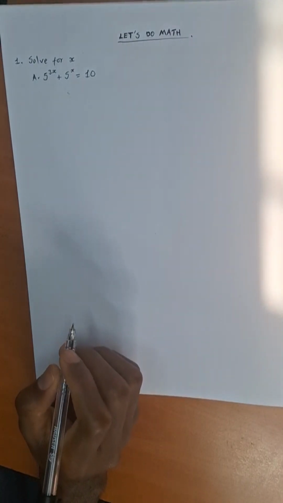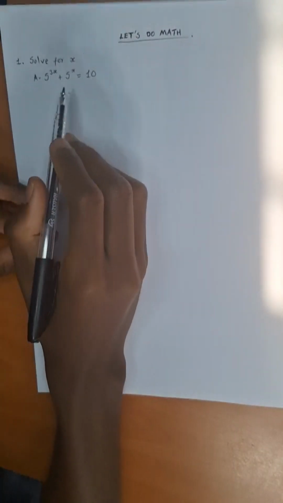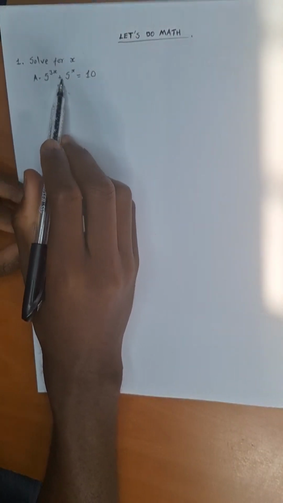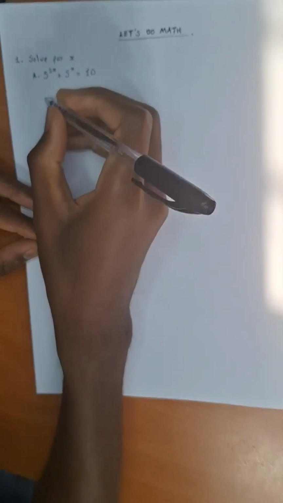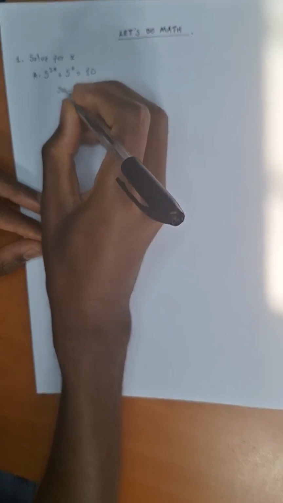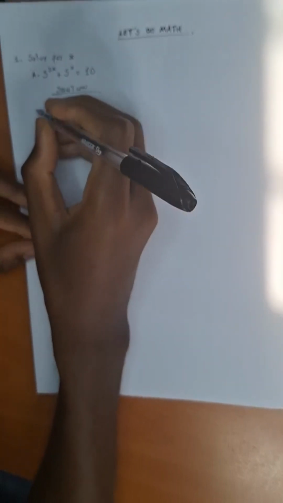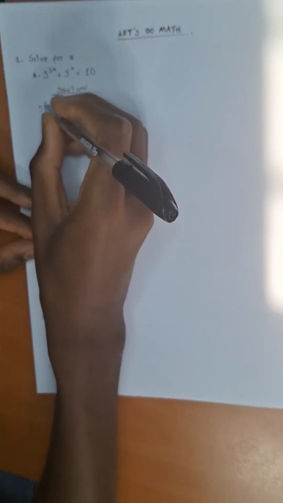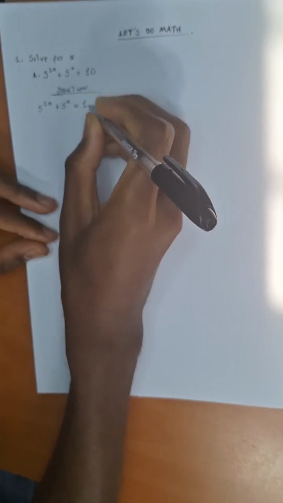If you love math, this is the place for you. Our question for today is: solve for x, 5 power 3x plus 5 power x is equal to 10. Solution. So we have 5 power 3x plus 5 power x is equal to 10.